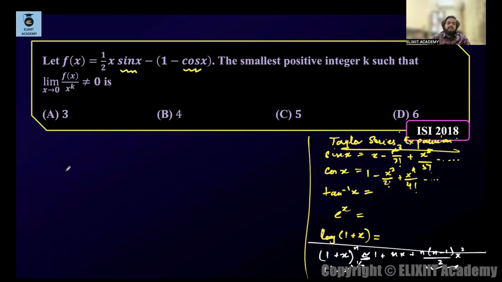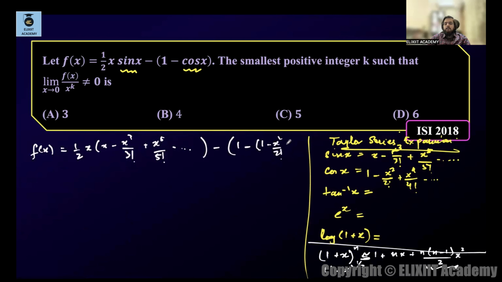We solve this by series expansion, like f(x) is half times of x into sin x. So expansion of sin x is x minus x cubed by 3 factorial plus x to the power of 5 by 5 factorial and so on. And cos x is what? Cos x is 1 minus x squared by 2 factorial plus x to the power of 4 by 4 factorial and so on.